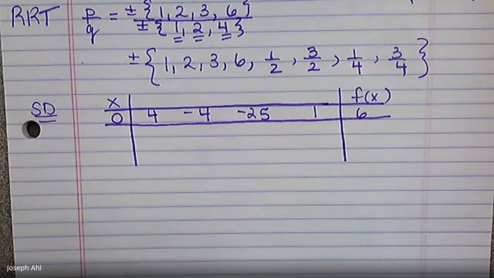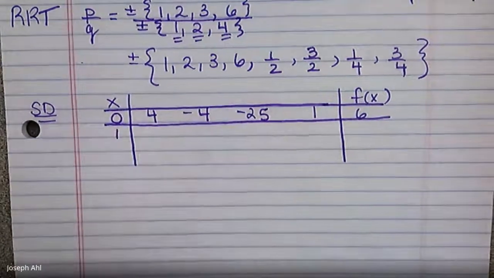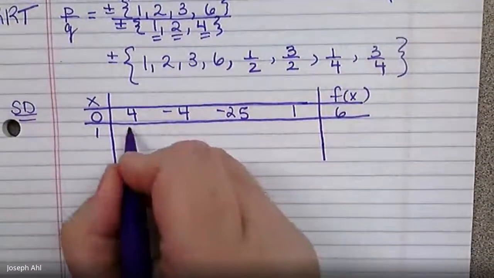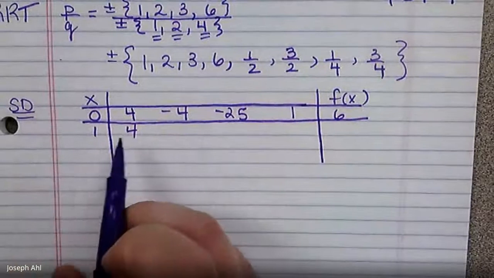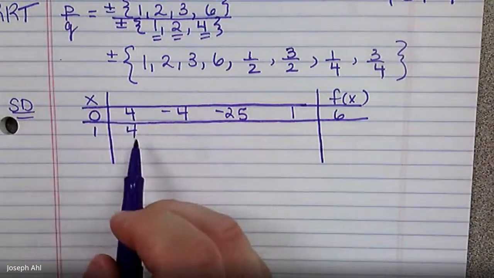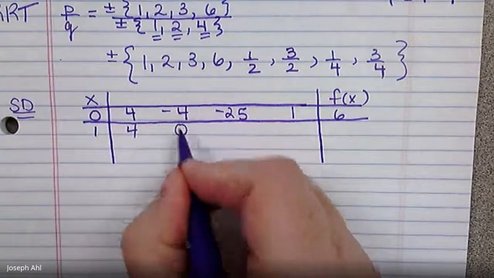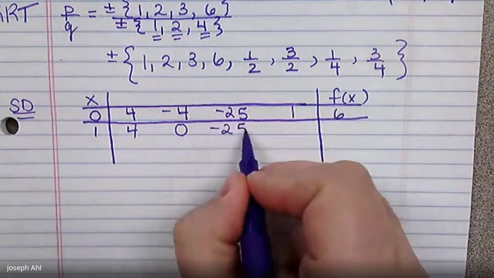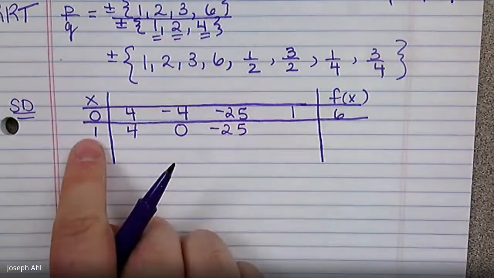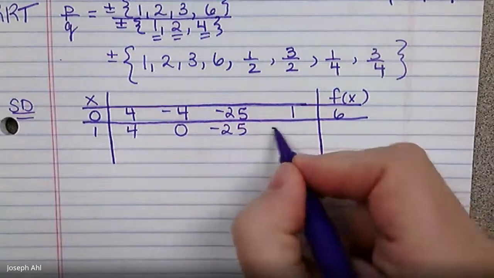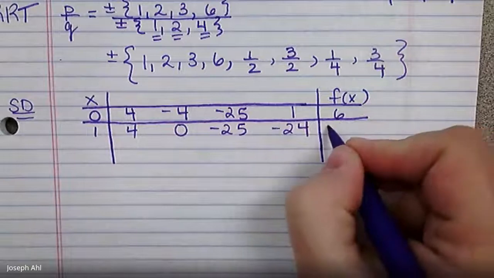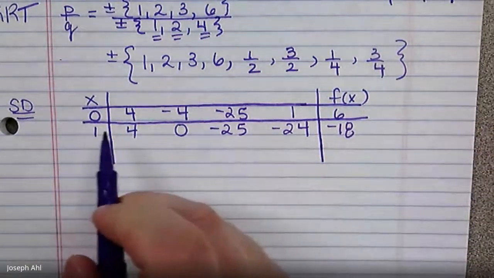And to get started here, if we think about testing, let's say +1. I always start with 1 usually, or -1, depending on what Descartes' rule of signs tells me, but it's just a good kind of like get the party started root tester here, because it's typically pretty easy to test. Bring down the 4, 4 times 1 is 4, plus -4 is 0. It's okay to get zeros here, by the way. 0 times 1 is 0, plus -25 is -25. -25 times 1 is -25, plus 1, -24. Finally, -24 times 1 is -24, plus 6 is -18. So 1 is not a root.